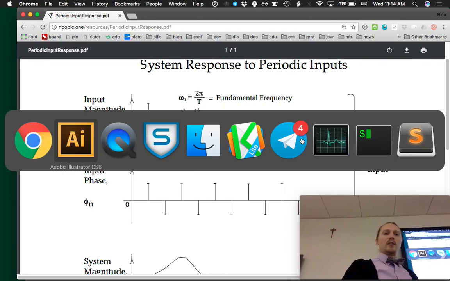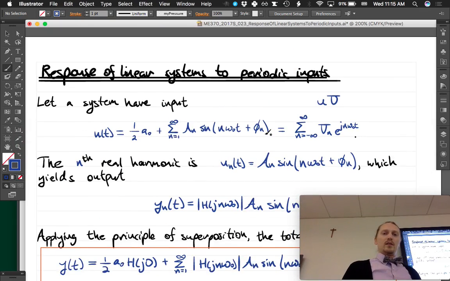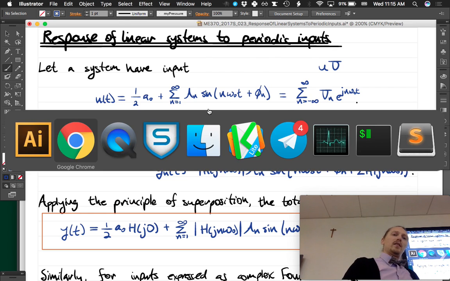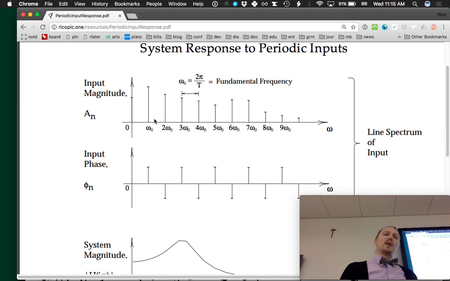So if we go back to our lecture notes, our input has a magnitude and a phase at different frequencies, all integer multiples of the fundamental frequency omega naught, right? So we could represent it on an axis similar to this. At each integer multiple of omega naught, we have an amplitude, whatever the amplitude of the sine wave is at that term, and we have a phase.